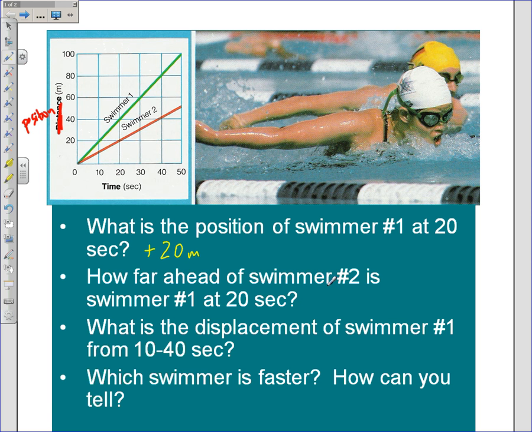How far ahead of swimmer number 2 is swimmer number 1 at 20 seconds? So we move it up. Oh, sorry. My bad.